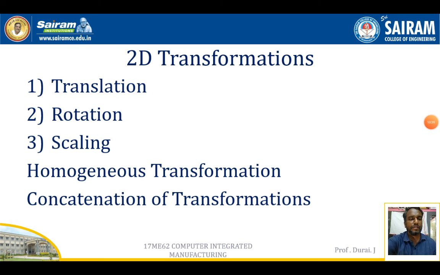The next transformation is the homogeneous transformation. The transformation matrices for rotation and scaling are multiplicative, whereas the transformation matrix for translation is additive. At times it becomes necessary to combine the transformations to achieve the required result. So the two elements have to be added together.